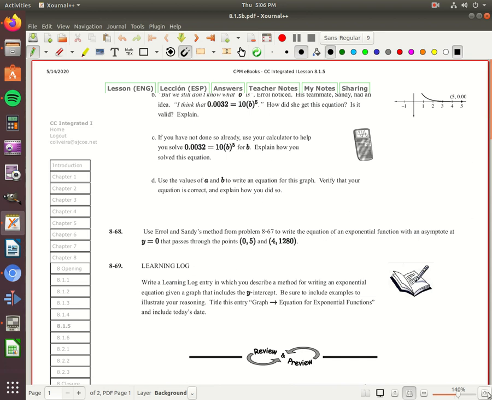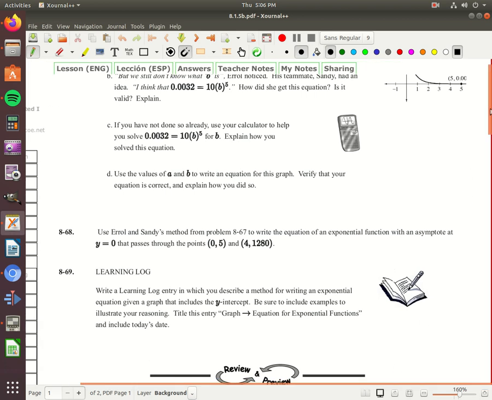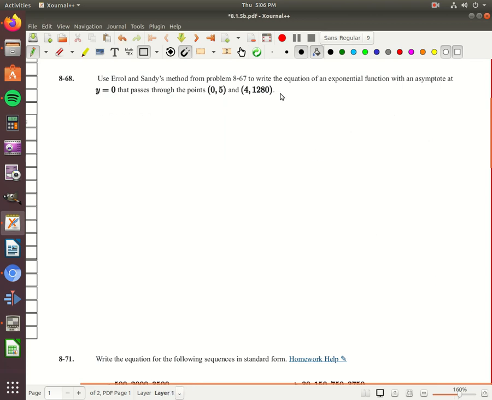So 868, I think it's the last problem we're probably going to do here. It says, use Errol and Sandy's method to solve 867. Again, I don't really want to use Errol and Sandy's method. I want to use mine, although I guess we could use both and see which one we feel more comfortable with. It doesn't really matter, but I have 0, 5. I don't know what 1 is. I don't know what 2 is. I don't know what 3 is. I know 4 is 1280.